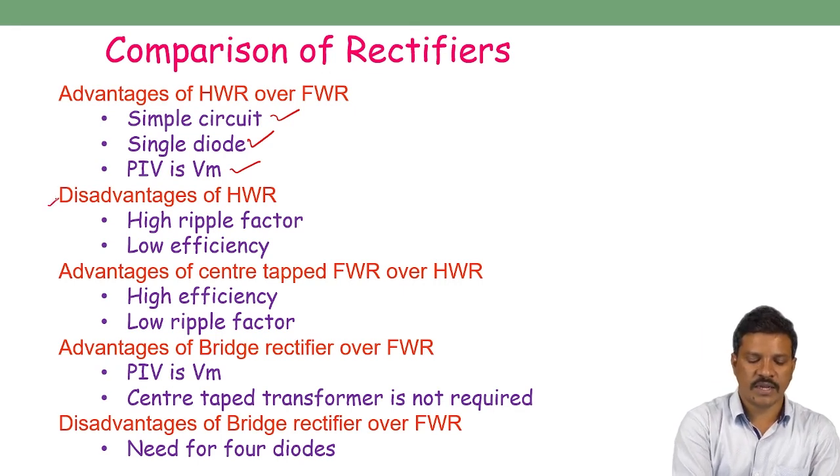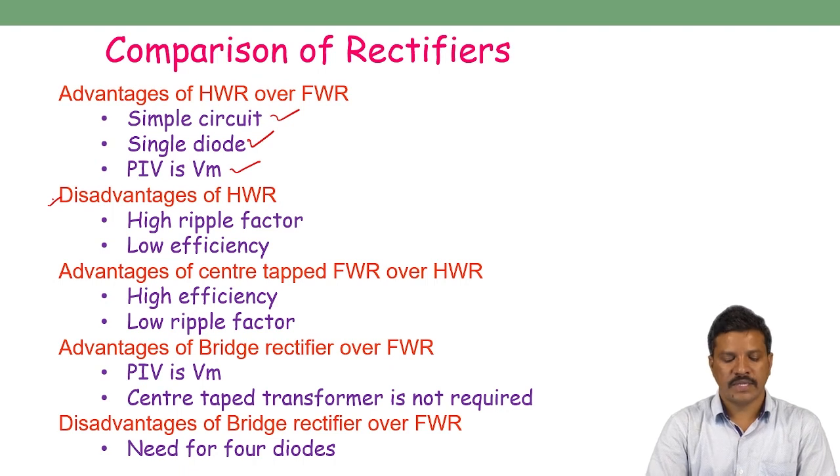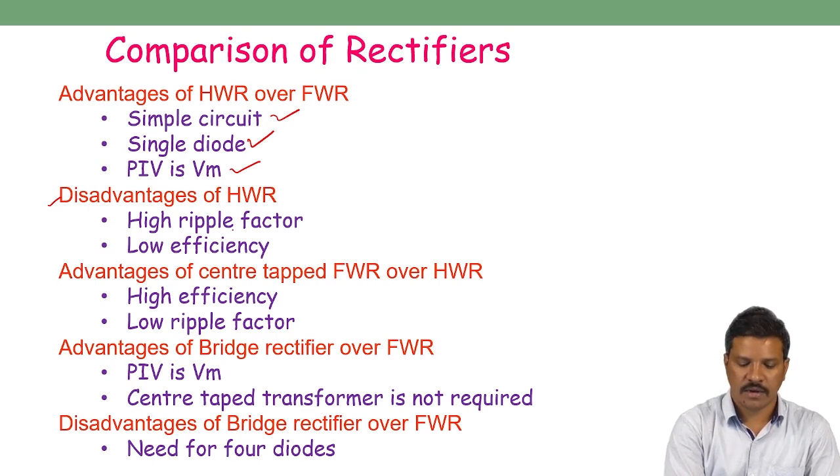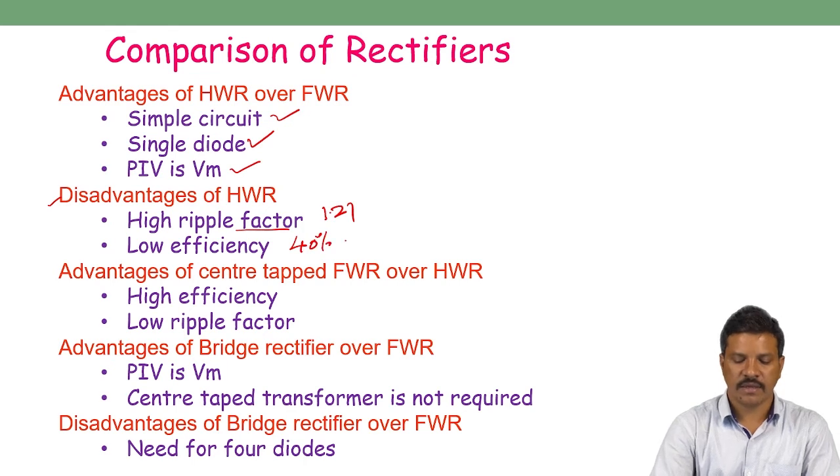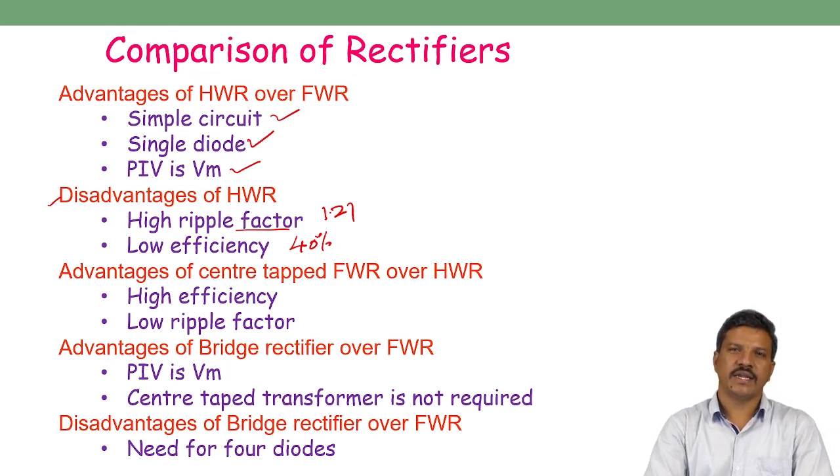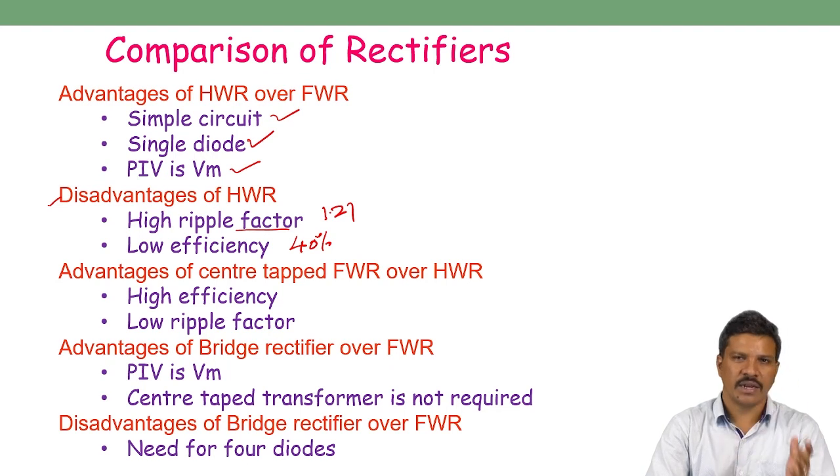And coming to the disadvantages of the half wave rectifier. What are the disadvantages of half wave rectifier? Half wave rectifier has a high ripple factor, which is equal to 1.21, and low efficiency, only 40% efficiency. When compared with these disadvantages, the advantage of half wave rectifier is dominated very much. The advantage of half wave rectifier does not benefit practical circuits at all.